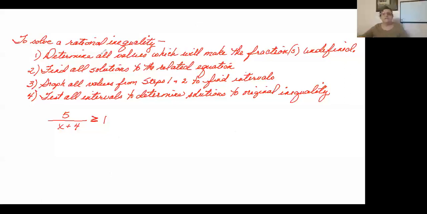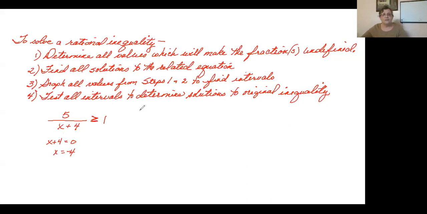By initially determining the values that will make the fraction undefined and making that a different step, we can avoid what most textbooks require you to do, which is to subtract a 1 from both sides and then turn around and get a common denominator to add the 1 to the 5 over x plus 4. We can avoid having to deal with a common denominator by just starting out saying x plus 4 is equal to 0 when x is negative 4. That takes care of that part.